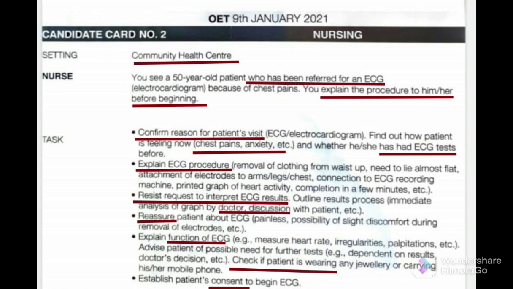Then the next one is explain function of ECG. So you can just underline the function, so you can read it continuously. Then the last one, jewelry, you can just underline patient wearing jewelry or no. Last one is the consent. So like that you can make an underline, so that it will be easy for you to have a quick look upon when you are doing the role play.